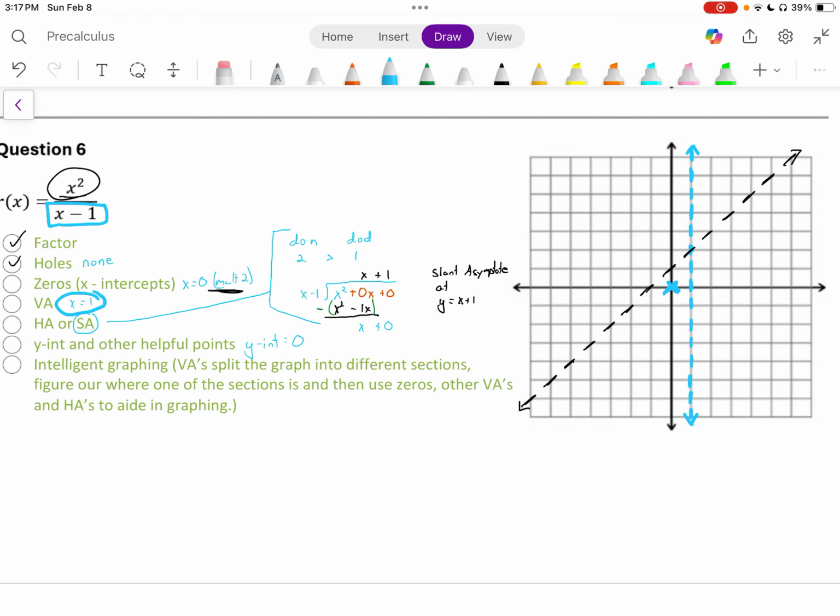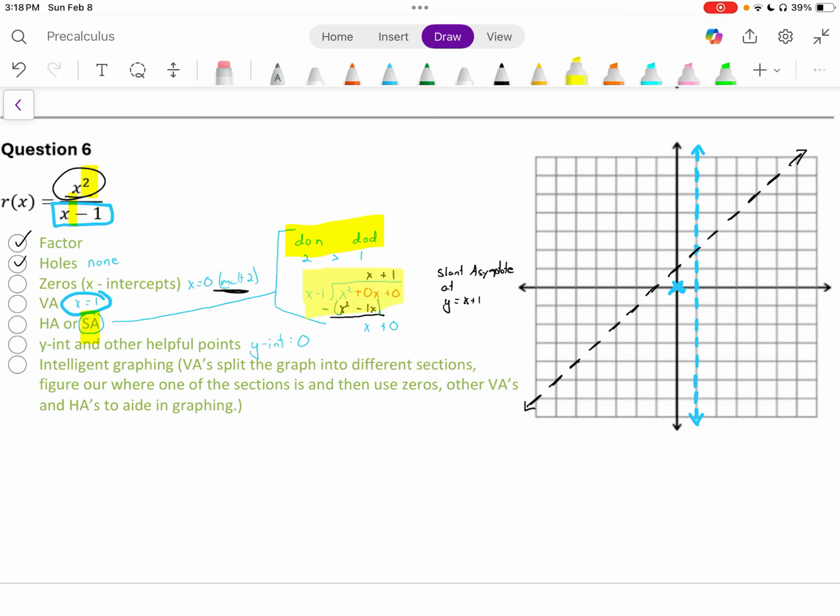Horizontal or slant, we look at the degree of the numerator compared to the degree of the denominator. Degree of the numerator is 2. The degree of the denominator is 1. So the degree of the numerator is greater, which means we have a slant asymptote. And then we do our long division. So we have x minus 1 into x squared. And notice here in the orange, I have those 0x plus 0.